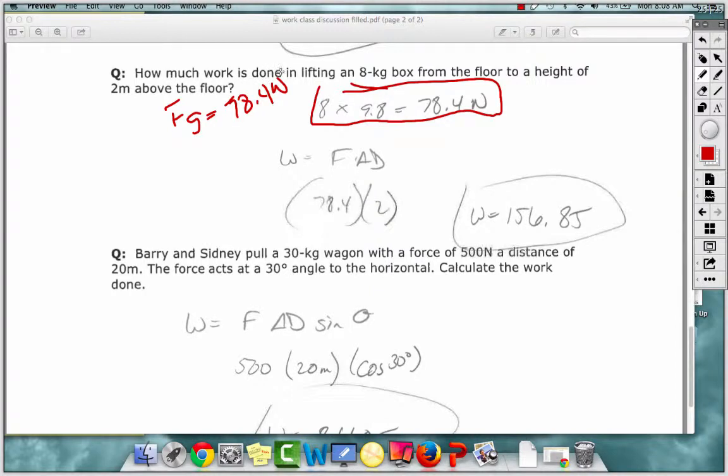And so to figure out how much work it's going to take to do that, I'm going to take 78.4 newtons, that's my force, times a displacement of 2 meters. 78.4 times 2 meters would equal 156.8 joules of work. You may say, well, where's the cosine piece? Well, if you just draw a quick picture, the force and the displacement are in the same direction, and the angle between them is 0 degrees. So I got lazy here and didn't write cosine of 0. But if you take the cosine of 0, it'd just be multiplying by 1, and you'd still get the same answer. So that's why it's not there.